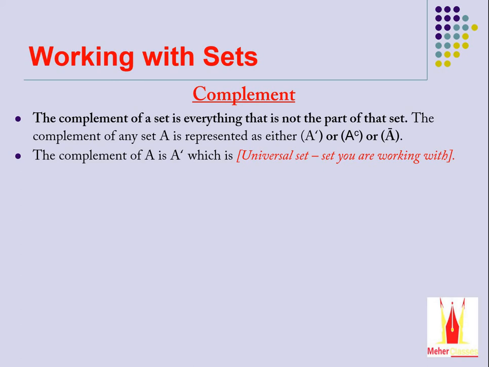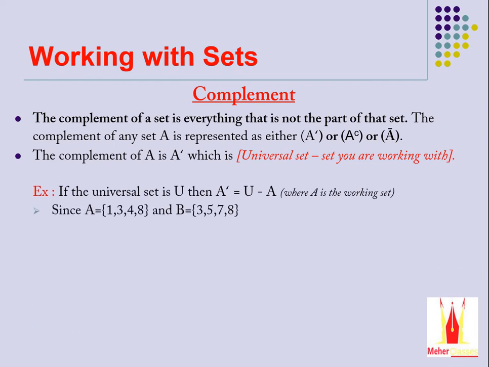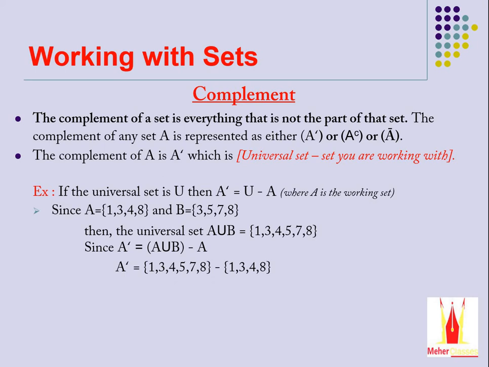So whenever you want to find the complement of any set, you need to find the universal set, and you need to subtract the elements of the working set from the universal set. So if the universal set is U, then A dash is equal to U minus A. Now since A is equal to 1, 3, 4, 8 and B is equal to 3, 5, 7, 8, you know that the universal set would be 1, 3, 4, 5, 7, 8, and A dash would be A union B minus A. So 1, 3, 4, 5, 7, 8 minus 1, 3, 4, 8.